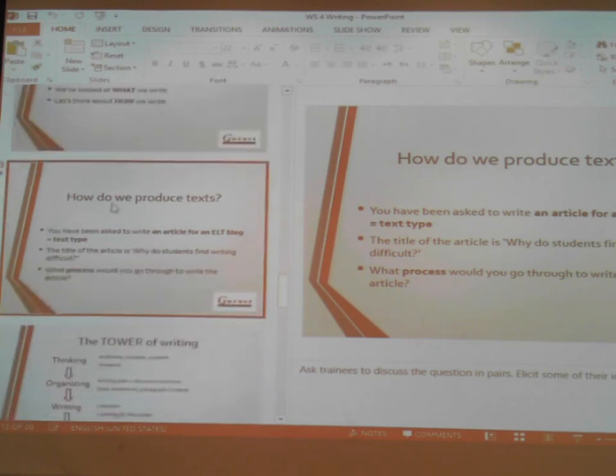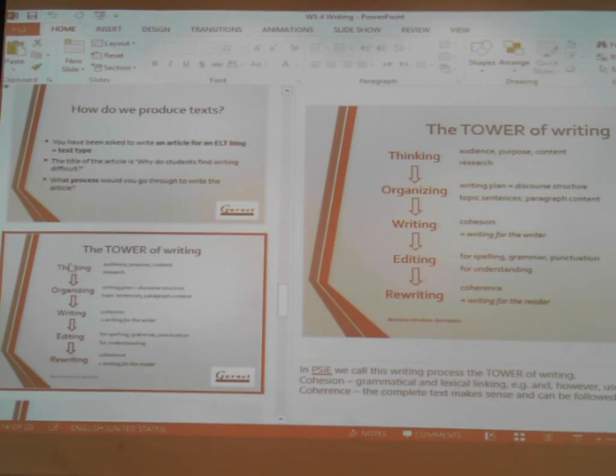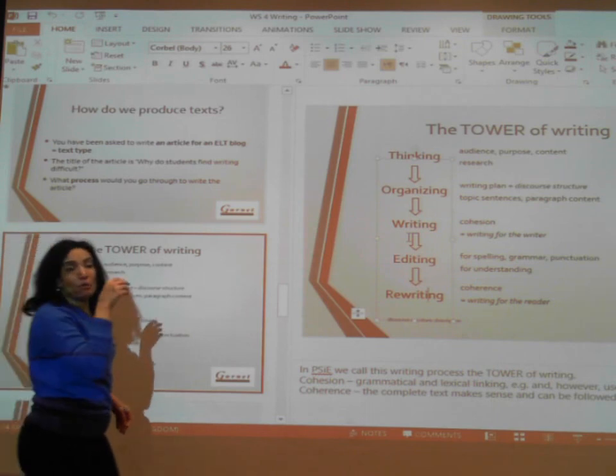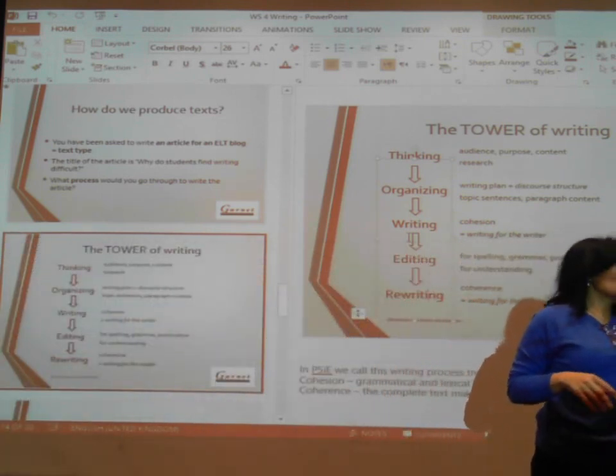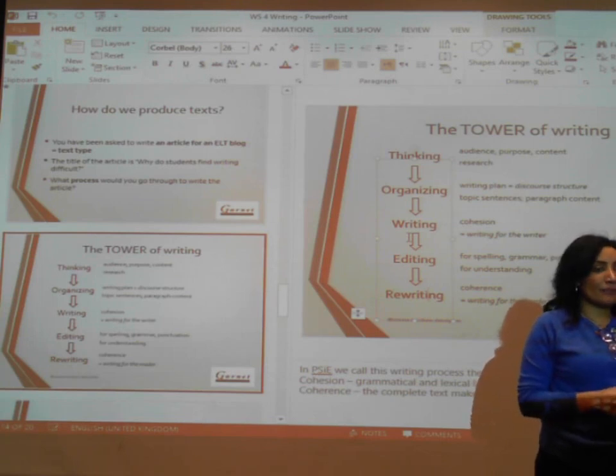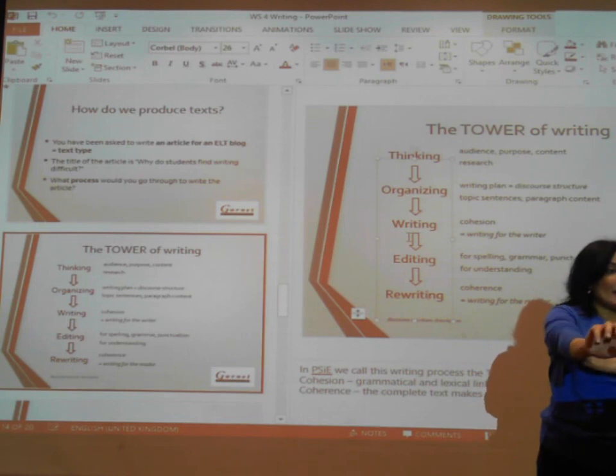Do you know the tower? Yes, the tower, the process of writing. They think, organize, write, edit, write. Actually it's easier said than done. How do they think? How do you ask your students to brainstorm ideas for the writing? With clusters, maybe, or in an outline?